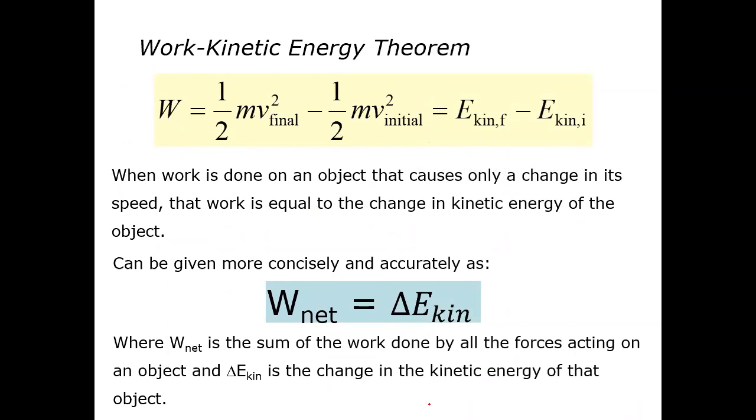The work you do on an object, you may have many works from different forces. So the net work will be equal to the change in the kinetic energy. Net in the sense that there can be more than one work. One of the works is increasing the kinetic energy. Another one is decreasing the kinetic energy. So we take the net work. Suppose the net work is positive, the change in the kinetic energy will be positive, because the net work is equal to the change in the kinetic energy.